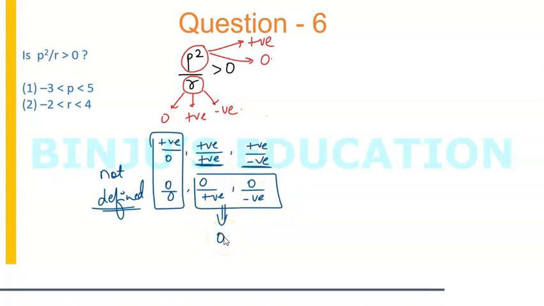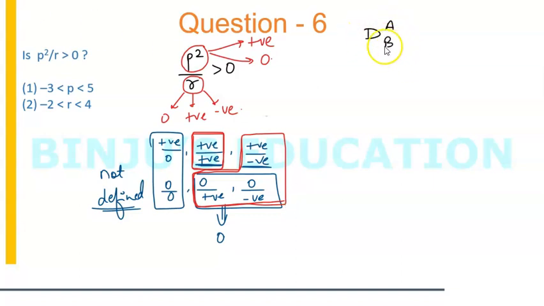So is p square by r greater than 0? It can be greater than 0 when they both are positive, or it can be 0 or negative when these three cases are applicable, right? So I can have both the answers effectively. If I look at the statements individually, I don't think I'll be able to answer the questions.